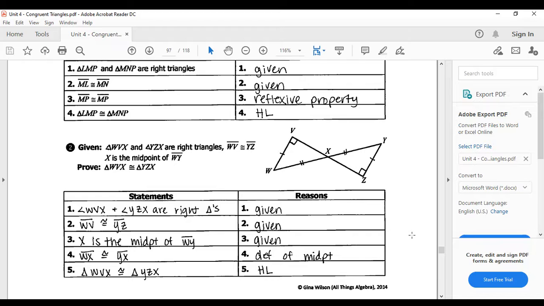After we get our givens, the one thing we have to infer is this: whenever they tell us something is the midpoint, we use the definition of midpoint. Because they told us X is the midpoint, we can conclude that WX is congruent to YX, and we know that because of the definition of midpoint. That means we have the hypotenuse and a leg, so we can say the two triangles are congruent by hypotenuse leg. And that's it.